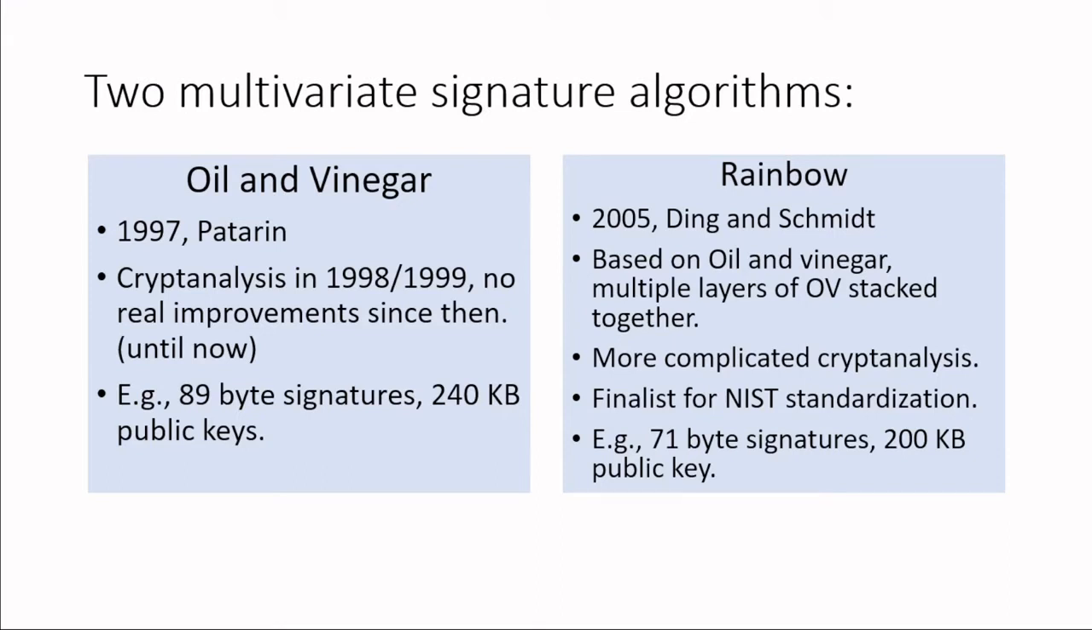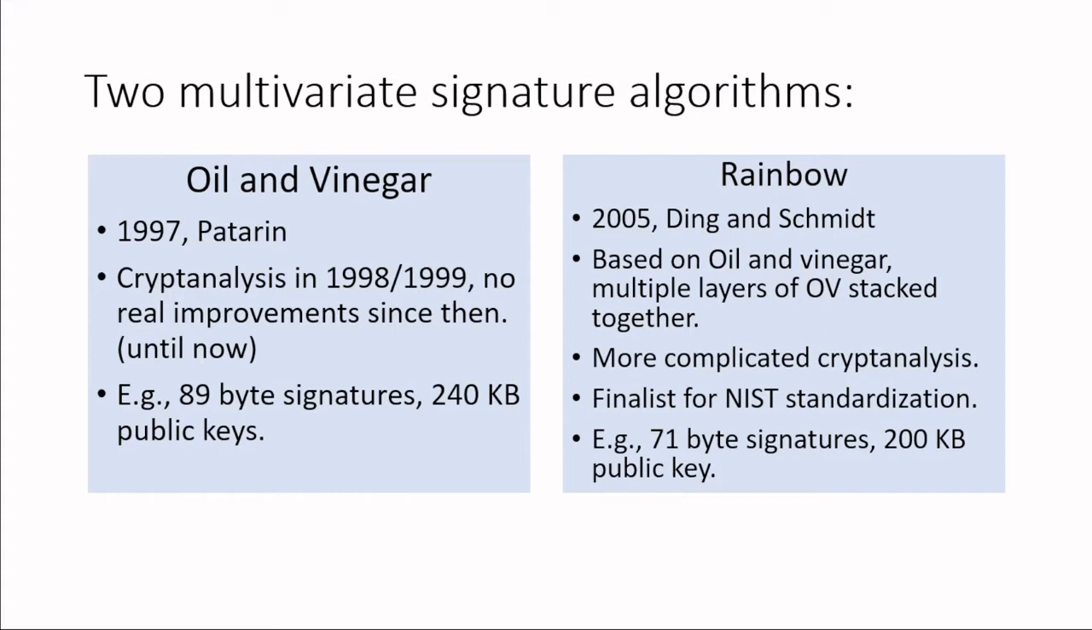They are multivariate signature algorithms. Oil and Vinegar was invented in 1997 by Patarin, and then in the following years there was some cryptanalysis, but after a couple of years the ideas dried up and there have not really been any improvements since then. And Oil and Vinegar has quite good signature size. For example, it could have 90 byte signatures at NIST security level 1. But the public keys are quite large, right? For example, 240 kilobytes.